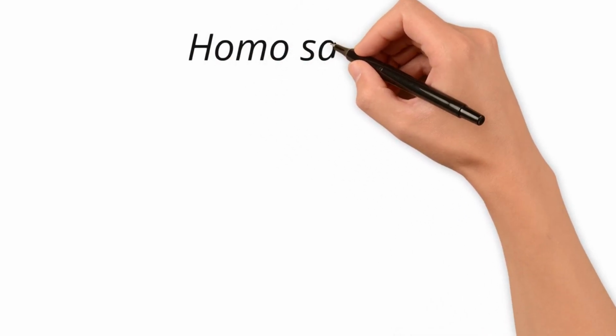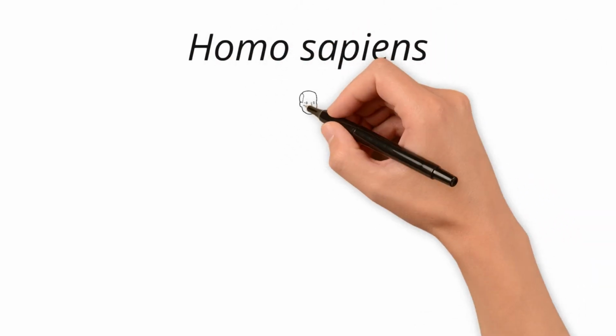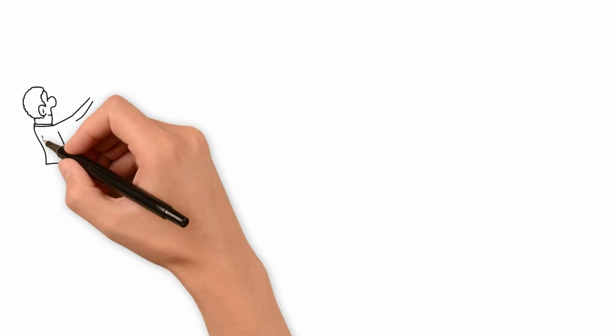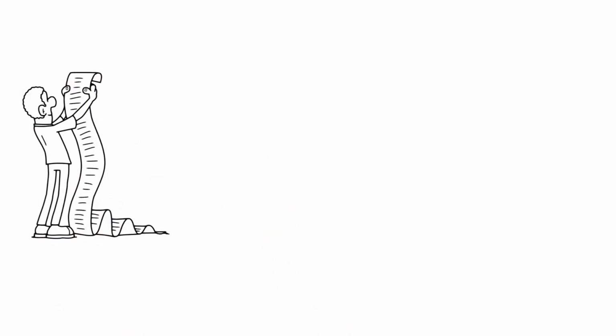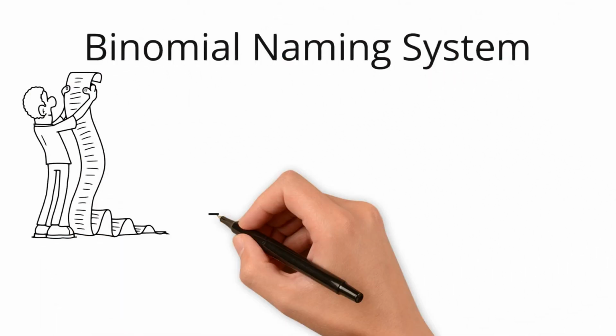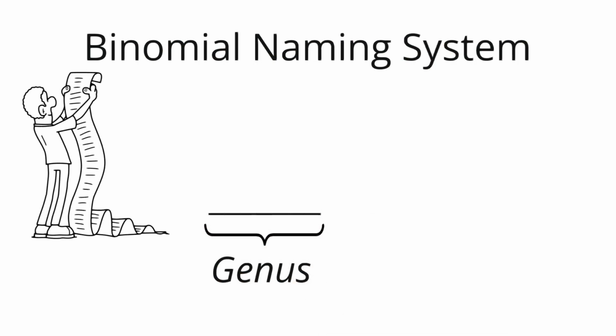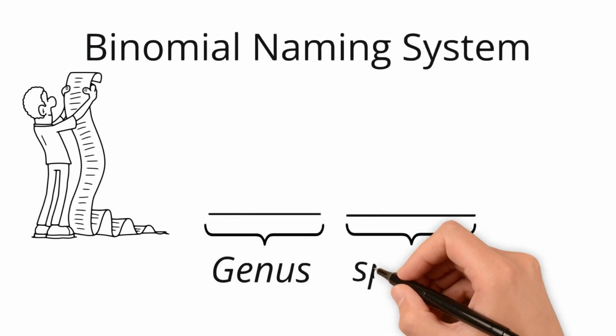You probably know Homo sapiens as the scientific name for us, humans. But how do we know what makes something a Homo sapiens? Scientific names follow a specific set of rules called the binomial naming system. The first name, called the genus, is a class of things that have common characteristics. The second name is the species.